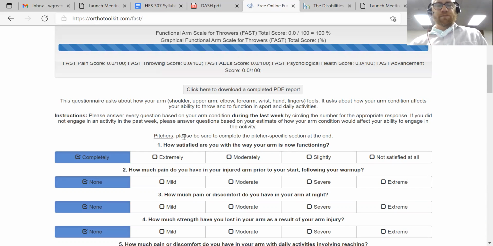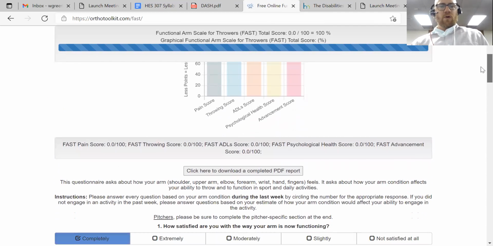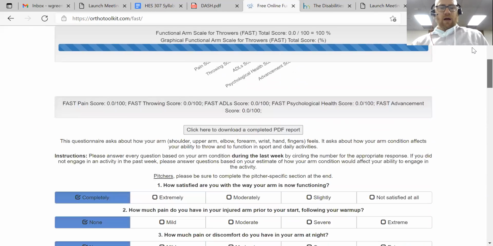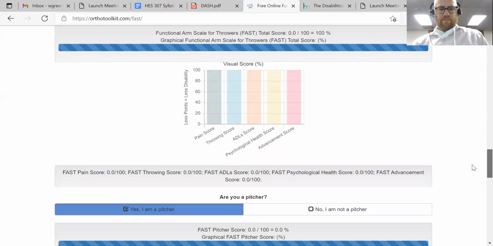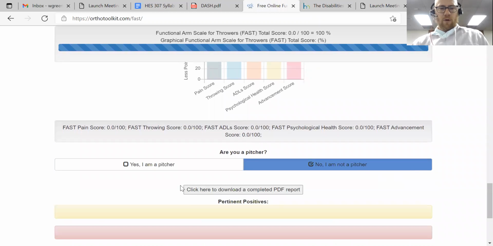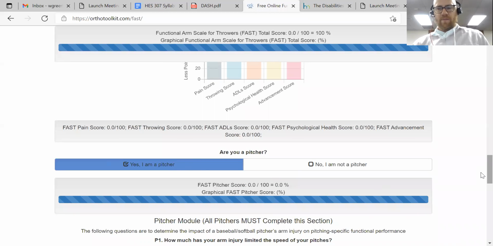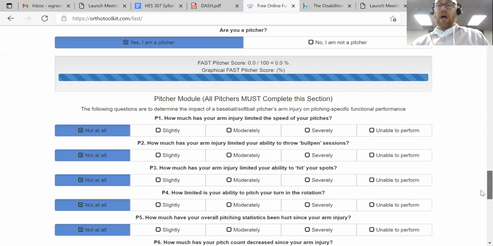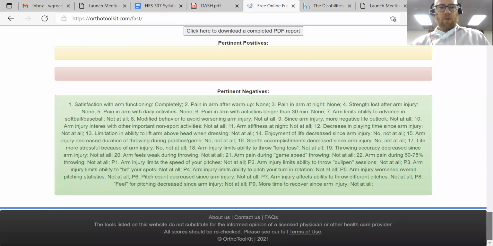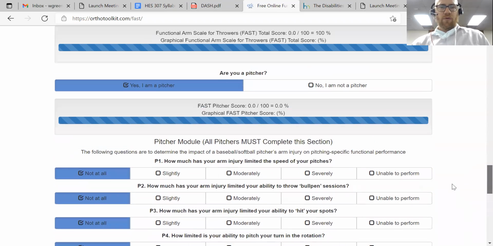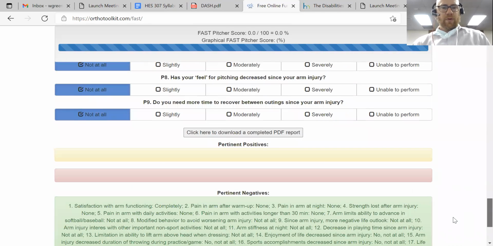If you're a pitcher, there's actually a pitcher-specific section of this outcome measure. So you'll go over here and highlight the box that says that you are a pitcher. Right there, yes, I'm a pitcher. Just kidding, there it is. Then we'll go down and complete the pitcher module as well. Ultimately it will score that for you, and then you can download a PDF or what have you, and attach that to your assignment.